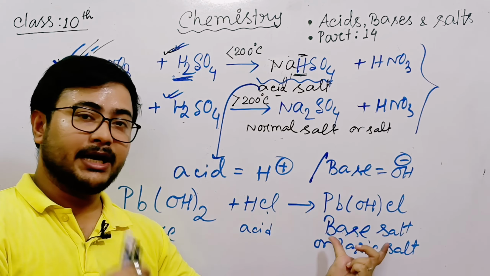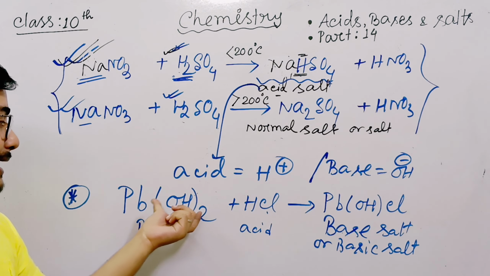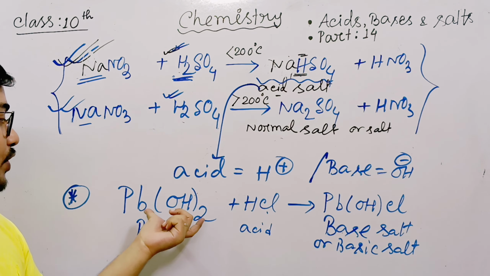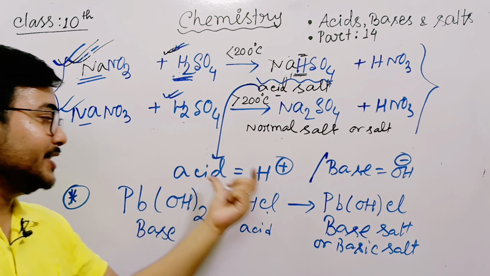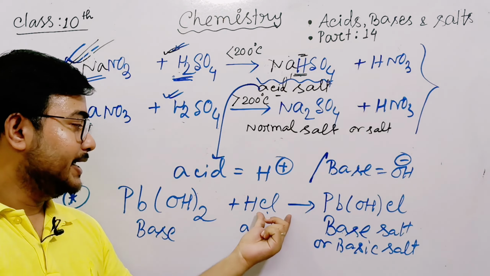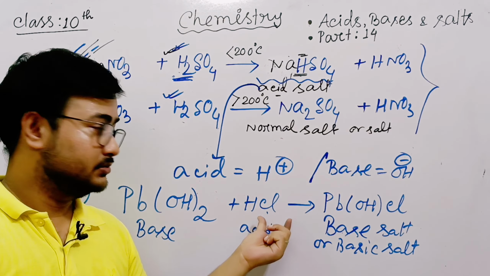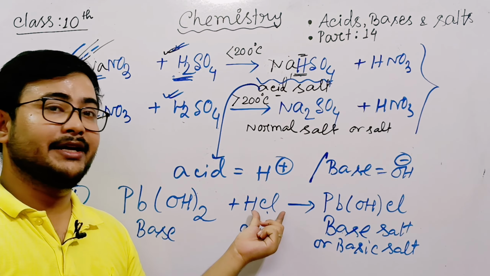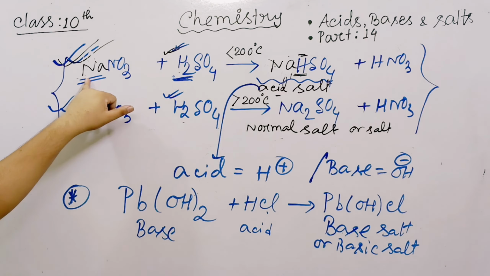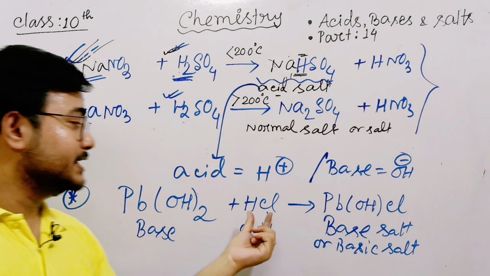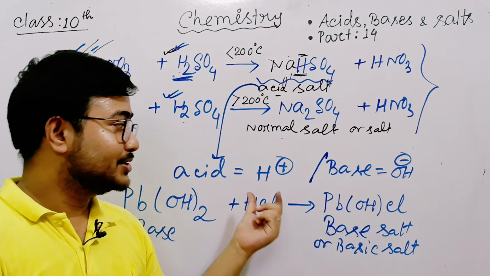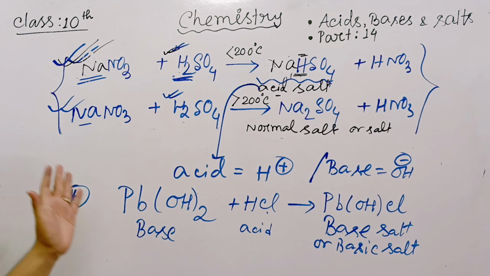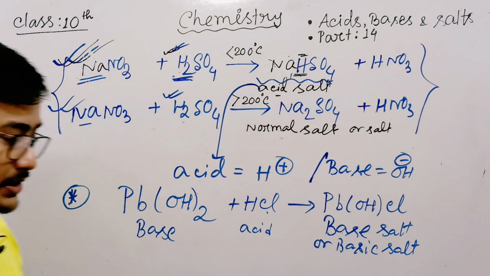Basic salt is a compound formed by partial displacement of ionizable OH minus by any anion, like Cl minus. See here, H plus is a cation, and here it is displaced by an anion. Do you understand? So this is the definition, and you can give this example also. Done.